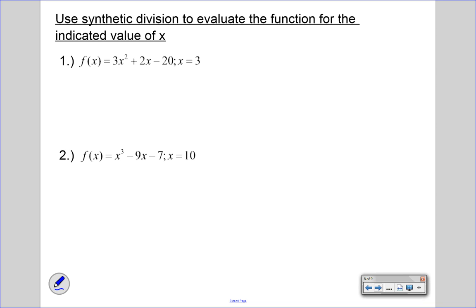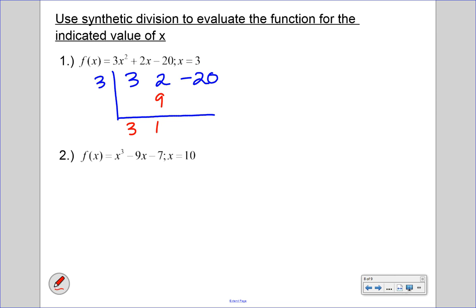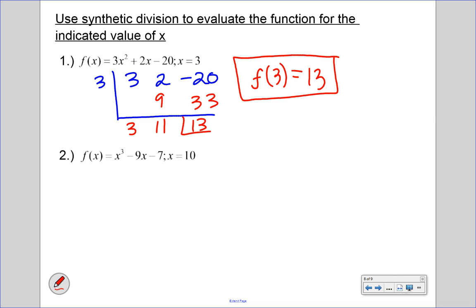So if x is 3, we write down 3. Standard form still applies, so we have to do 3, 2, and negative 20. So let's do our synthetic division, bring down the 3. That's 9, that's 11, and that's 33. So our remainder is 13. So if we were to evaluate f of 3 in our calculators, we would get the answer 13. But we can also use synthetic division, and our remainder gives us our answer.